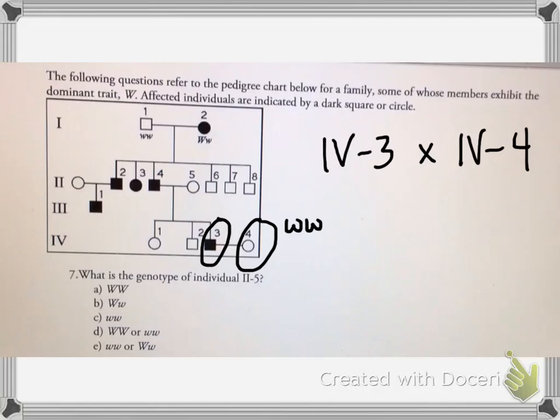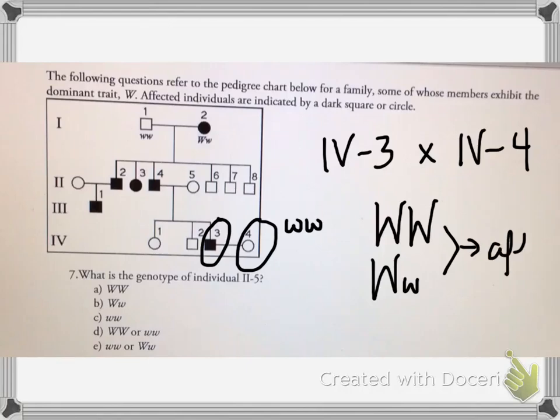For individual 3 here, this person's affected, but you're not sure if the genotype is big W, big W, or big W, little w, because both of these genotypes result in being affected. So how to distinguish between these two choices?